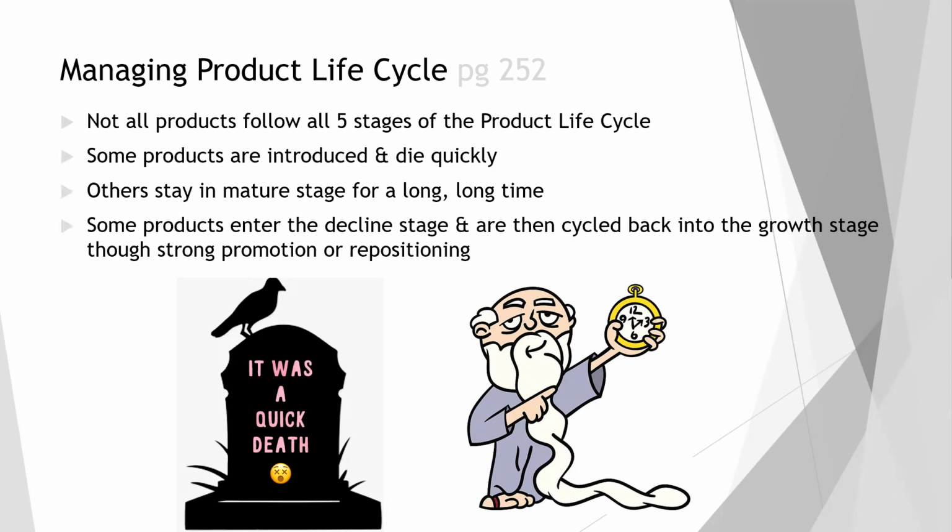And some products are going to enter that decline stage and are then recycled back into the growth stage through things like strong advertising, really strong promotion, really strong repositioning, or something that happens that just makes it a very popular product again. So again, not all products are going to follow all 5 stages of the product life cycle, just like this perfect graph. But this gives you an idea of just kind of the general timeline and just kind of the general shape of a lot of these curves.